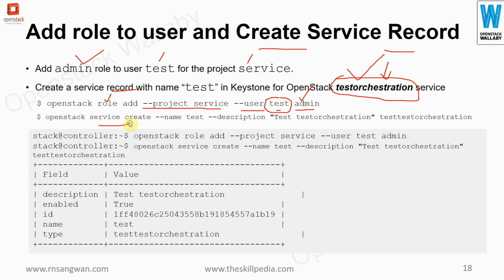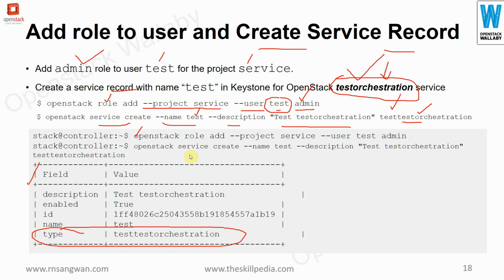Now you are creating the service. OpenStack service create, name is test, description is test orchestration, and this is the name of the service. So you added the role with OpenStack role add and then you created the service. You will get the service description, enabled, ID and the name. This is how you configure the services. The type is orchestration. So as I said, the type is orchestration here, and the service name is test.